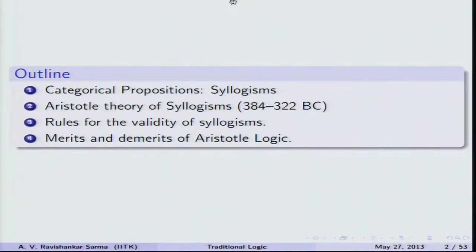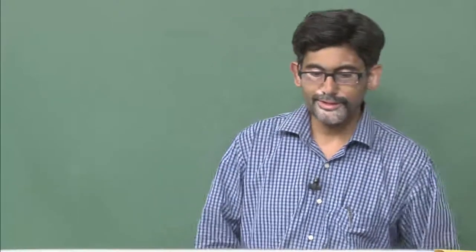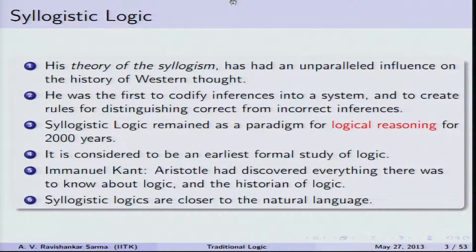As you see in this slide, the Aristotelian theory of syllogism was presented long back in 384 BC, and the question that comes to us is why we are studying it at this moment. One interesting thing is that Aristotelian logic dominated for more than 1900 years, in fact 2000 years. Till the 19th century, the beginning of the 20th century, this logic was still used in various circumstances. His theory of syllogism has had an unparalleled influence in the history of Western thought. He was the first to codify inferences into a system and to create rules for distinguishing correct and incorrect inferences.